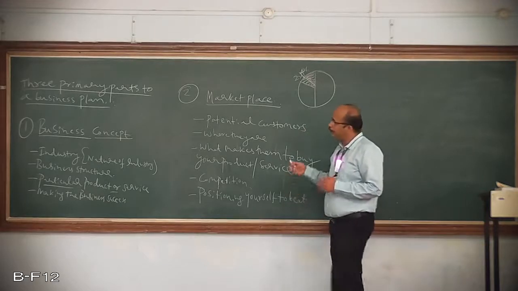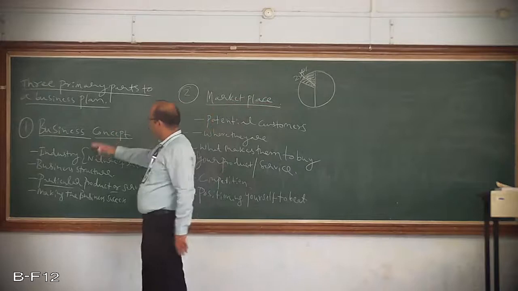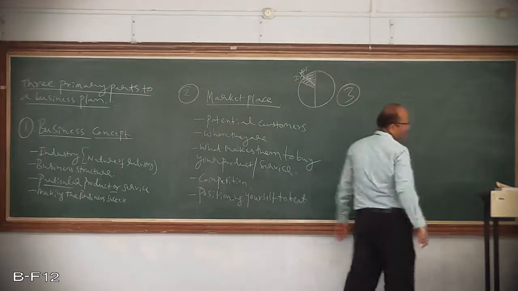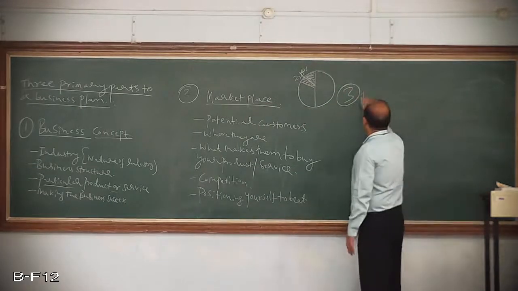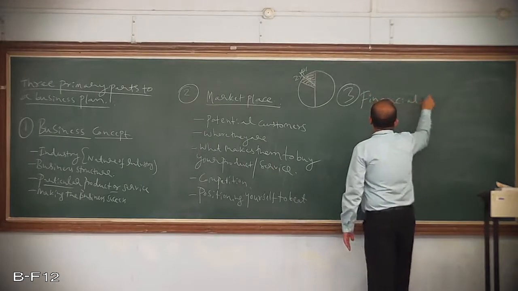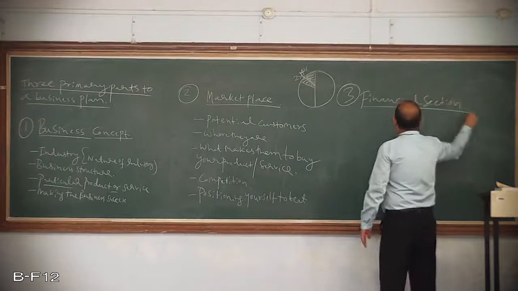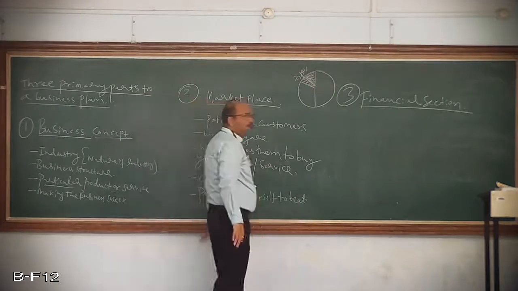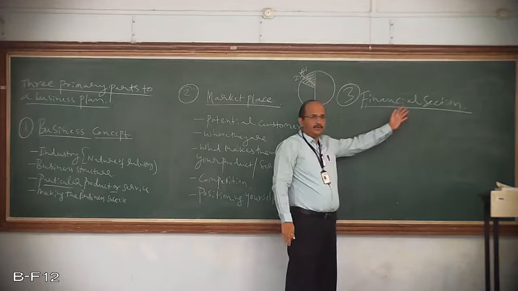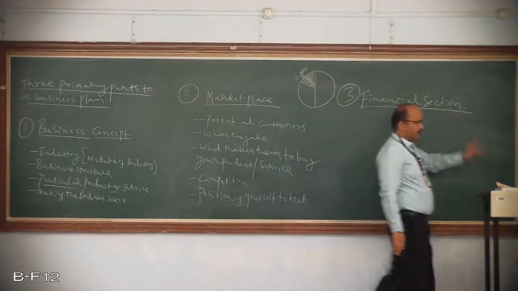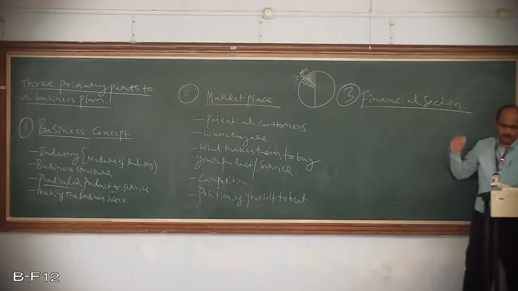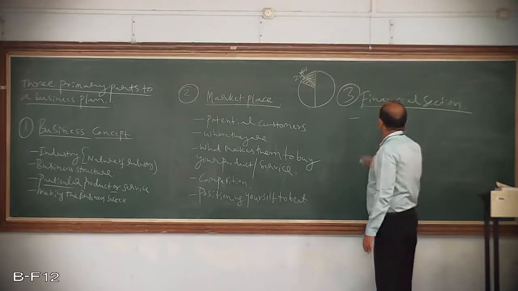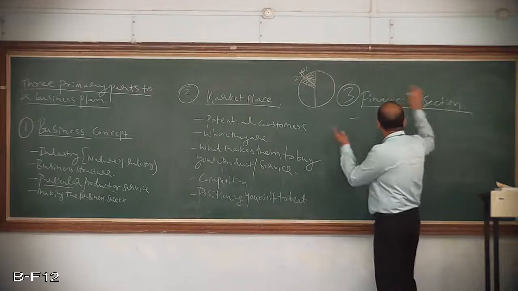So your business plan should consist of 3 primary parts. First is the business concept, second is the marketplace, and third is the financial section. Finance. If I want to do both of these, business concept and marketplace, all these activities definitely need finance. I want to go to a bank or a financial institution to get a loan. So the finance section, what does it contain?